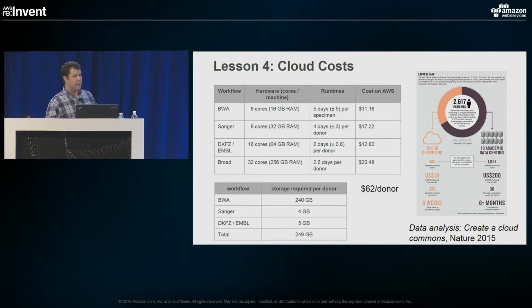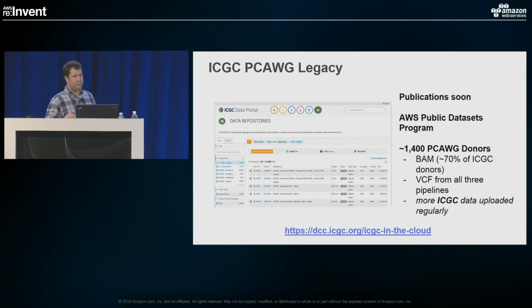So that was surprising. At the end of the day, when we looked at the actual cost of us running this analysis on Amazon, it boiled down to only about $62 per donor. And that may seem expensive to some, but put in the context of the $3,000 to $4,000 required to actually sequence these samples, it's a drop in the bucket. So we're actually very pleased with the cost savings and the scalability, the ability to spike our usage in Amazon that was afforded by this cloud.